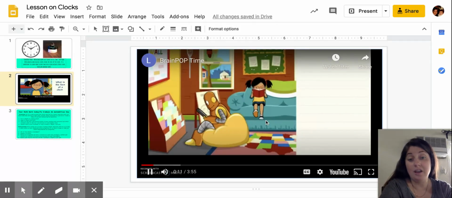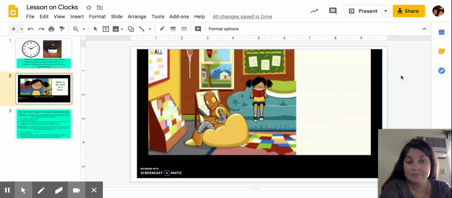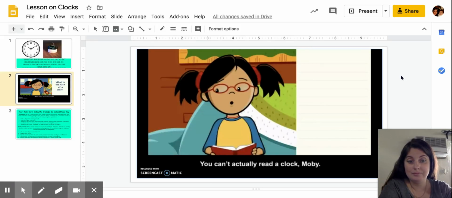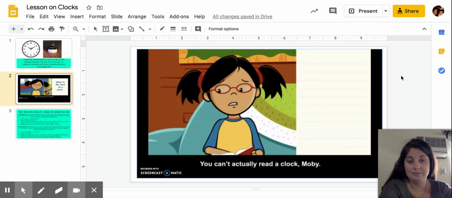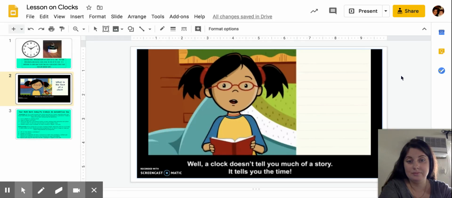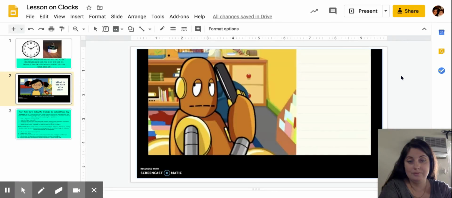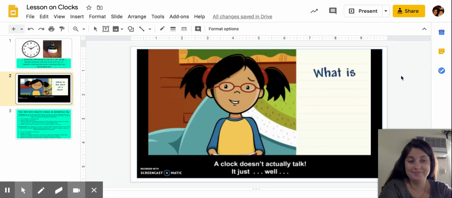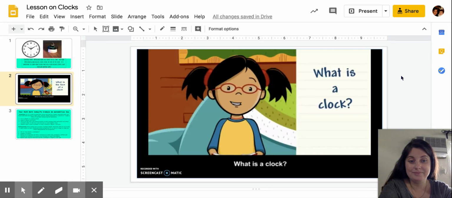Parts of a clock. What you reading? You can't actually read a clock, Moby. Well, a clock doesn't tell you much of a story. It tells you the time. A clock doesn't actually talk. It just, well, what is a clock?